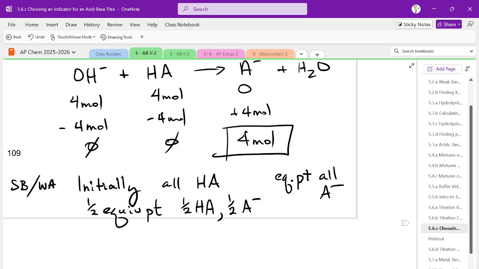At the half equivalence point, there'll be half and half because instead of having reacted 4 moles, you will have reacted 2 moles. That's at the half equivalence point. And then at the equivalence point, you use up all of the acid.